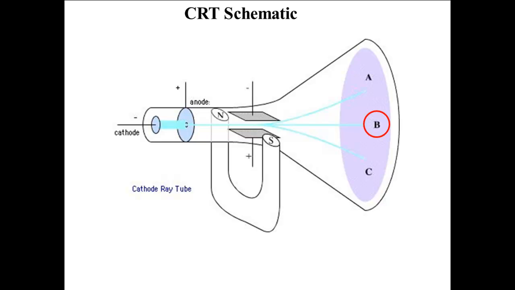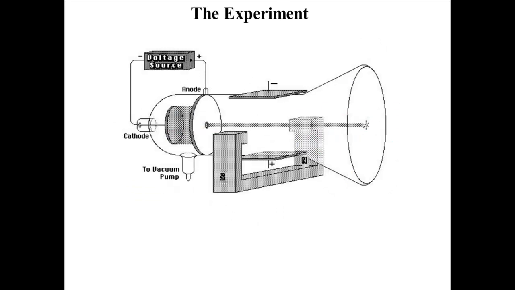If only the charged plates are turned on, the spot moves to C. If only the magnet is turned on, it appears at A. The shift is due to the fact that a force is being applied to the particles as they move between the plates or the poles of the magnet.